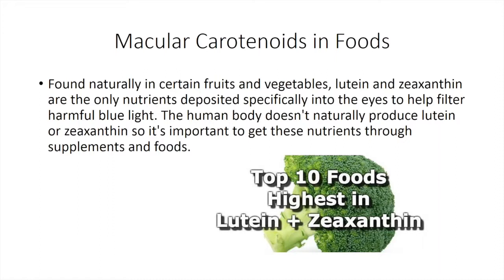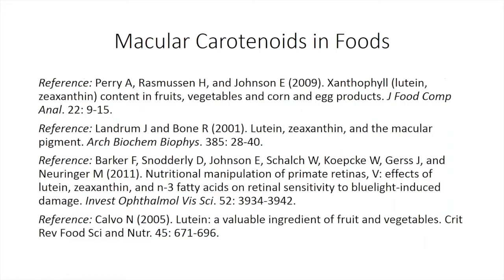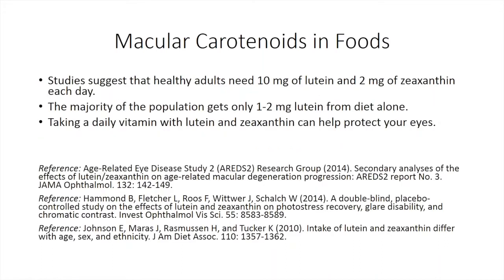The human body doesn't produce lutein and zeaxanthin, so we must get it from the food we eat or supplements. And here's some more references. Studies suggest that the healthy adult needs about 10 milligrams of lutein and 2 milligrams of zeaxanthin. Remember the study that used 24 milligrams and had benefit. It's estimated we need about half that, possibly, but maybe to make up for the screen time we engage in, we might need more than that. Now, the majority of the population only gets about 1 to 2 milligrams from diet alone. So how much are you getting?